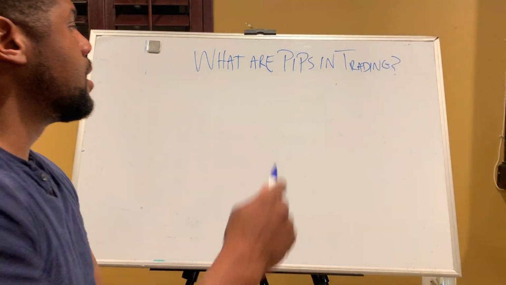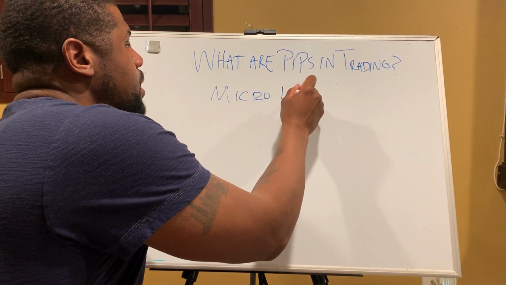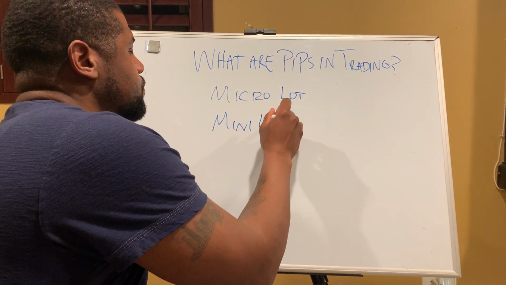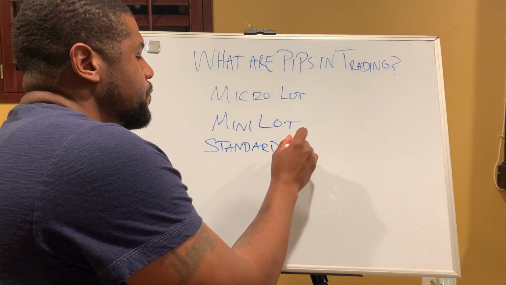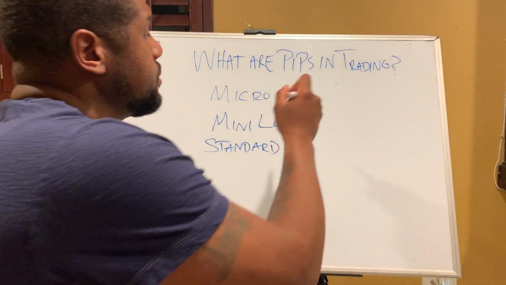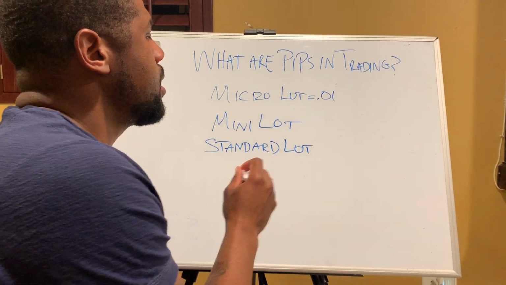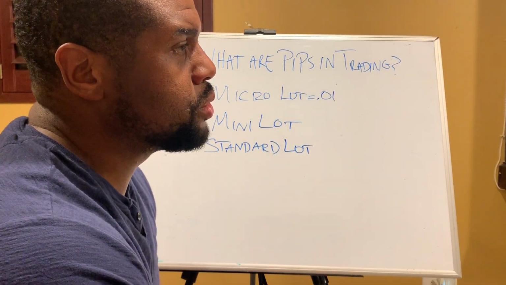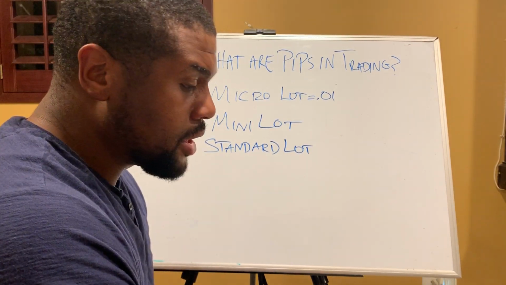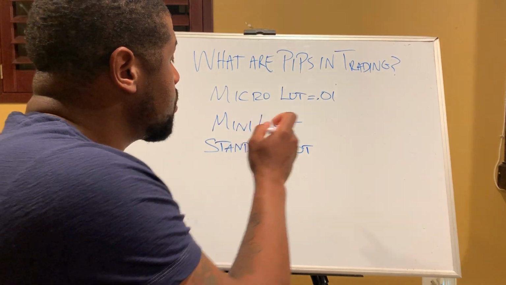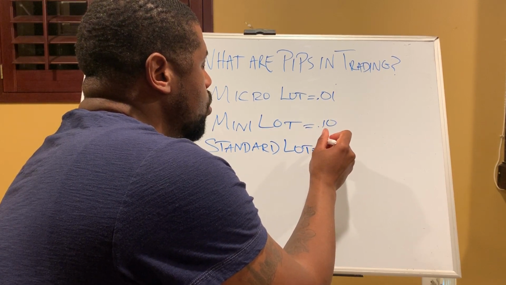All right, so let me break a few things down. There are different types of lots. You have what's called a micro lot, a mini lot, and a standard lot, all right? So let's look at it like this. A micro lot equals 0.01, okay? Now, the way you determine what that equates to, I'm not the most super technical dude. All I know is that you take that 0.01 and you multiply it by 10, and that's going to determine how much a micro lot is worth. Same thing with a mini lot. A mini lot is equivalent to 0.10, and a standard is equivalent to 1.0.